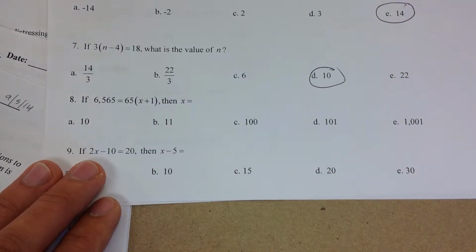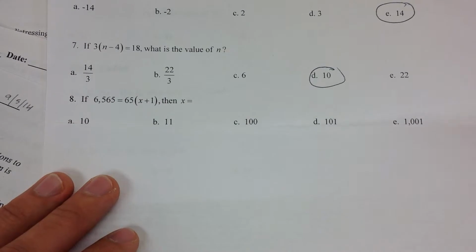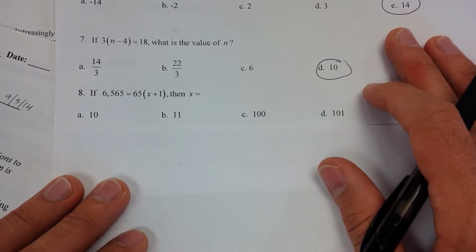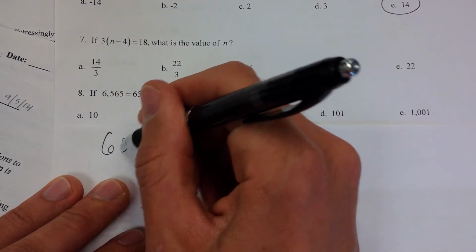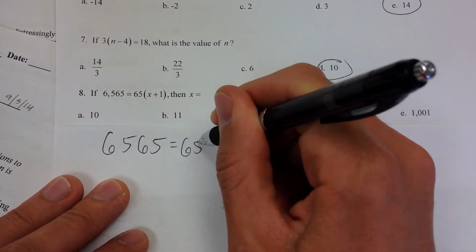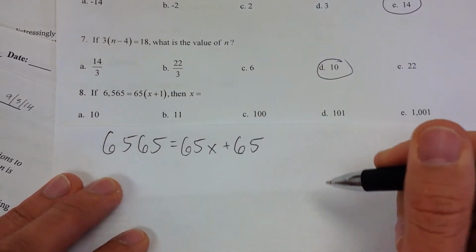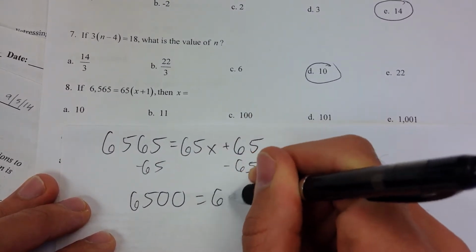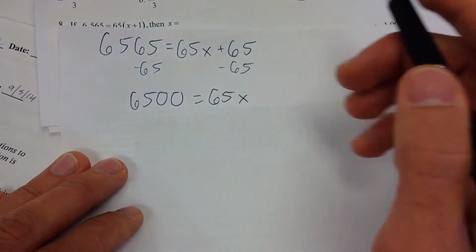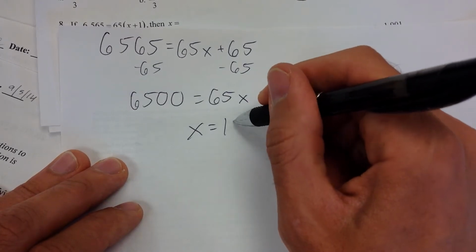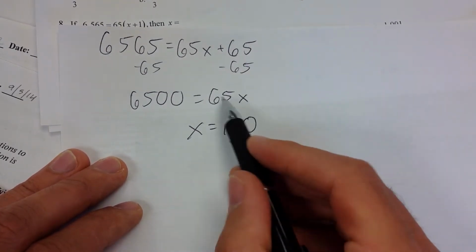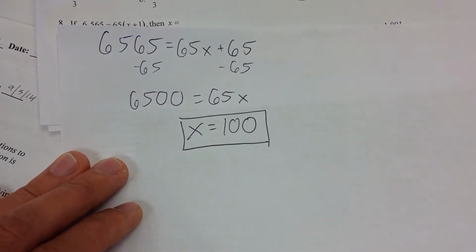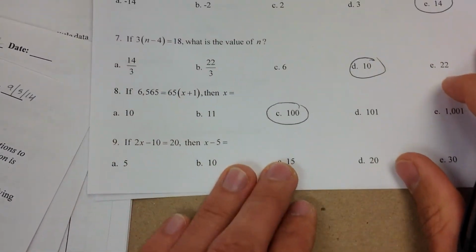Okay, Skylar, number 8. So he distributes. That's one way to do it. Subtract 65. 6,500 equals 65 times the number. Yep. So it's got to be 100. 65 times what equals 6,500? 100. Good.